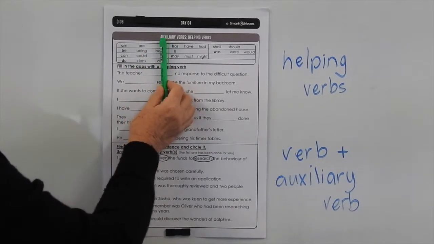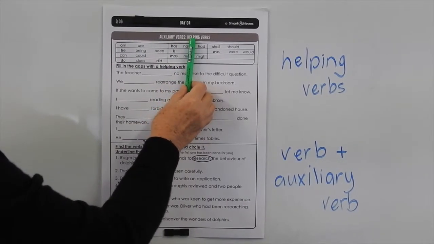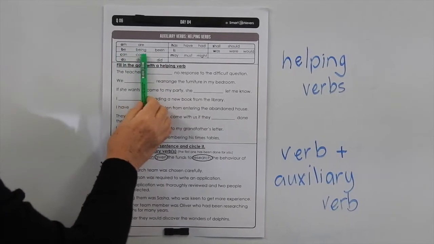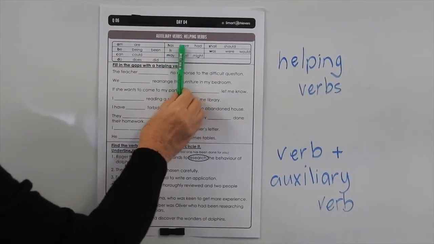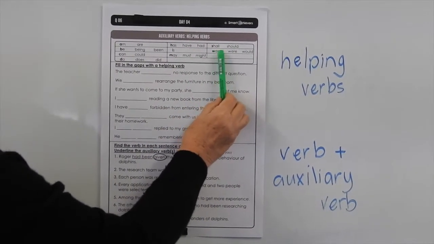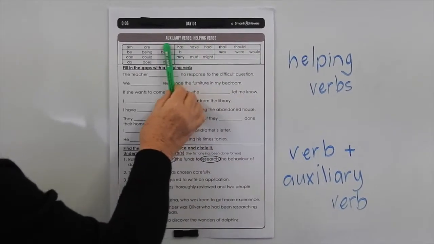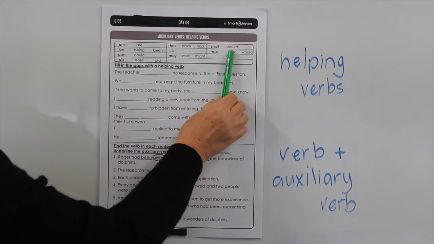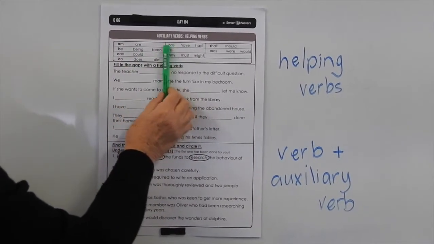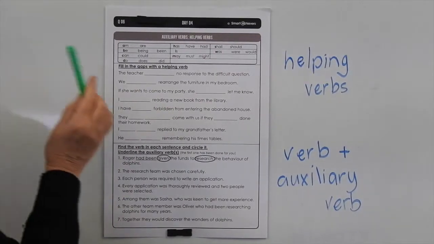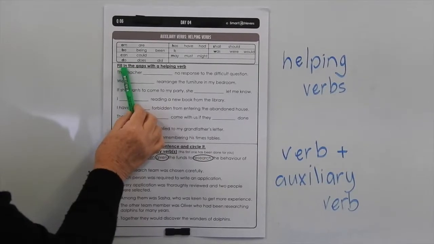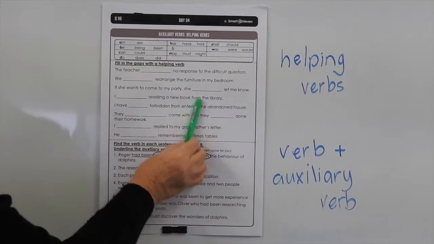Today we're talking about helping verbs, which are auxiliary verbs. So we've got am, are, be, being, been, can, could, do, does, did, has, have, had, is, may, must, might, shall, should, was, were, would. We put them into alphabetical order and into similar groups to make it easier for you to locate them. And the different usage will depend on the different tenses that you'll need to use them to fill in each sentence. So all you have to do is fill in the gaps with a helping verb.